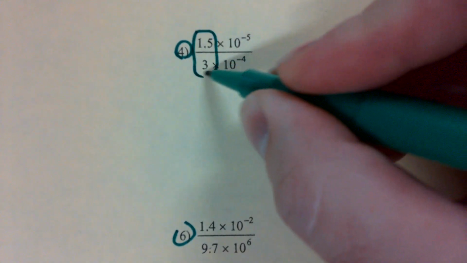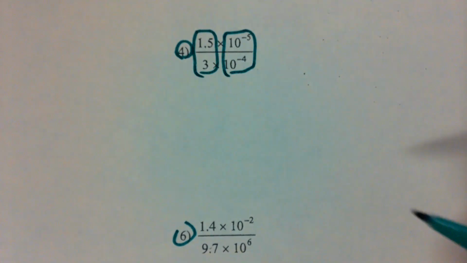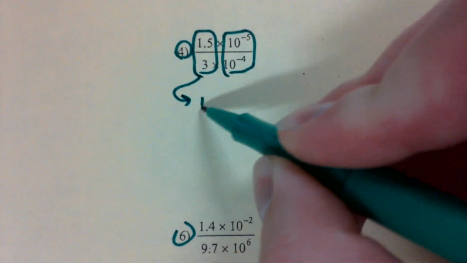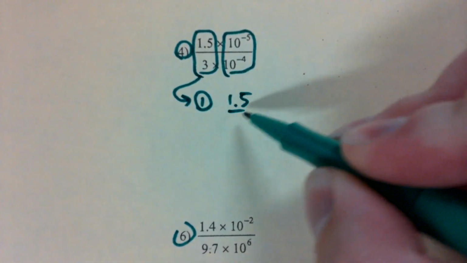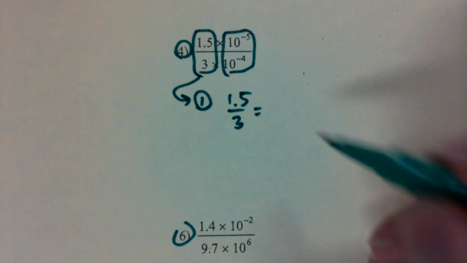There we go. Worksheet 10. Start with number 4. Again, we want to look at this as two halves of the same problem. So this is going to be step 1. 1.5 over 3. What's that equal to?